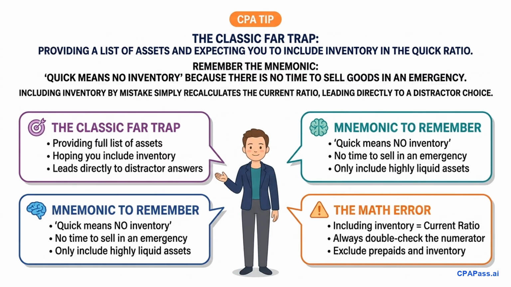If you mistakenly include inventory in your quick ratio calculation, you will end up recalculating the current ratio instead. The examiners know this and will always place that incorrect number as a prominent distractor answer choice. Do not fall for it. Keep inventory out of your quick ratio numerator every single time.